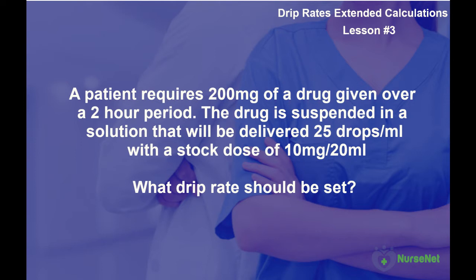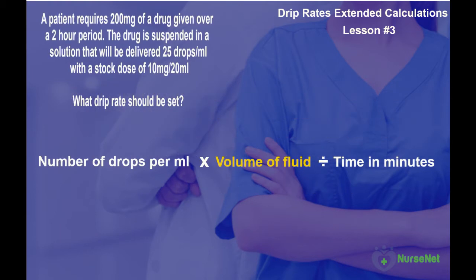Now, our issue with this question is that we don't know the total volume of the fluid to be administered. And what I mean by that is that looking at our drip rate formula of number of drops per milliliter multiplied by the volume of fluid divided by the time, we are missing the volume of fluid element. But we have been given enough information within the question to help us work this volume out. But we will need to use our basic dosage calculation.